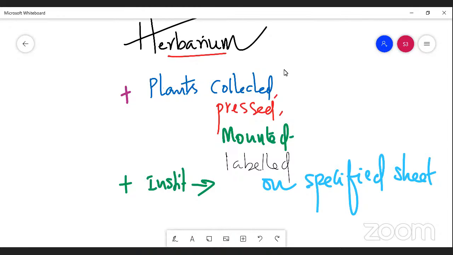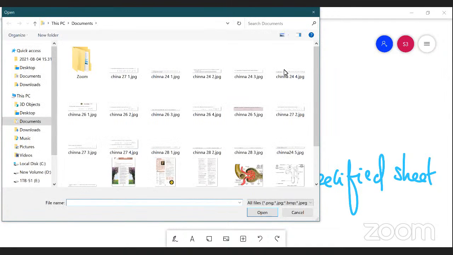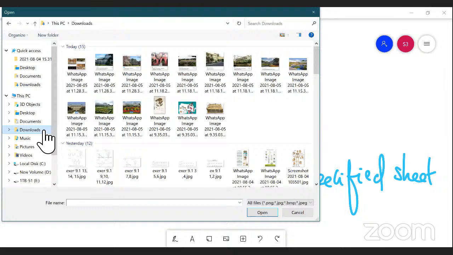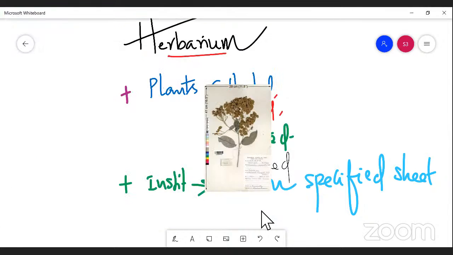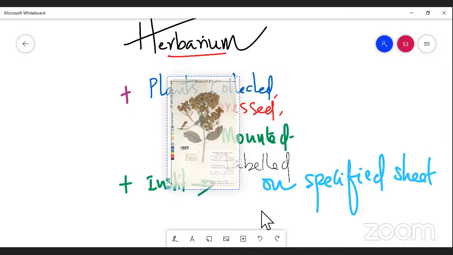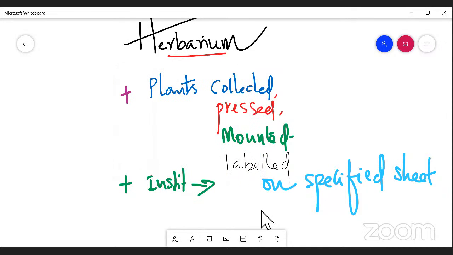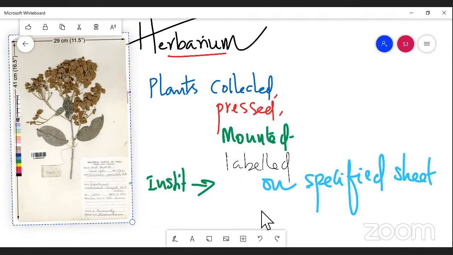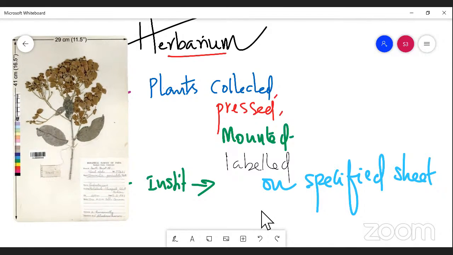Now I am going to show you the herbarium. As I said, this is a right example of a herbarium. Dear students, please understand. Here you can see this is a plant material collected from various places. This herbarium encloses all the data.